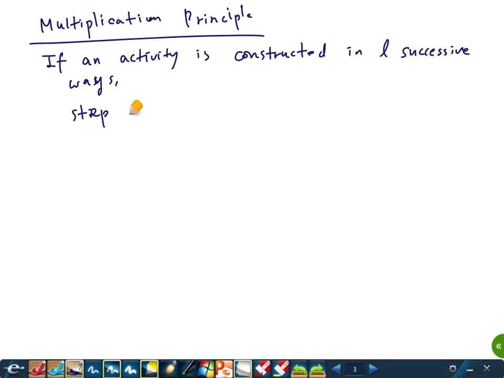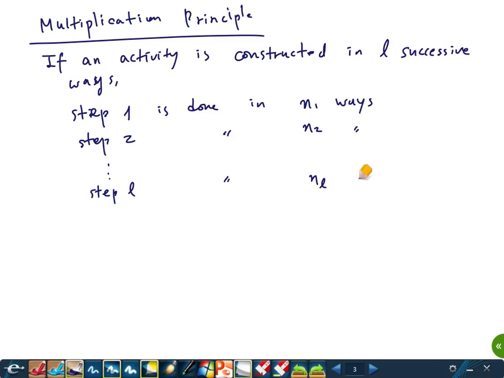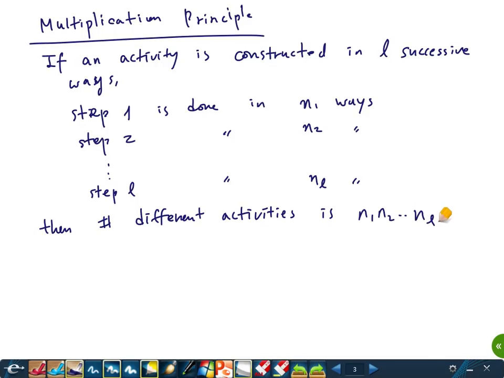So step 1 is done in, say, N1 ways. Step 2 is done in N2 ways, etc. So step L, the last step, is done in NL ways. Then the number of different activities is the product of these. It's a multiplication rule or multiplication principle.